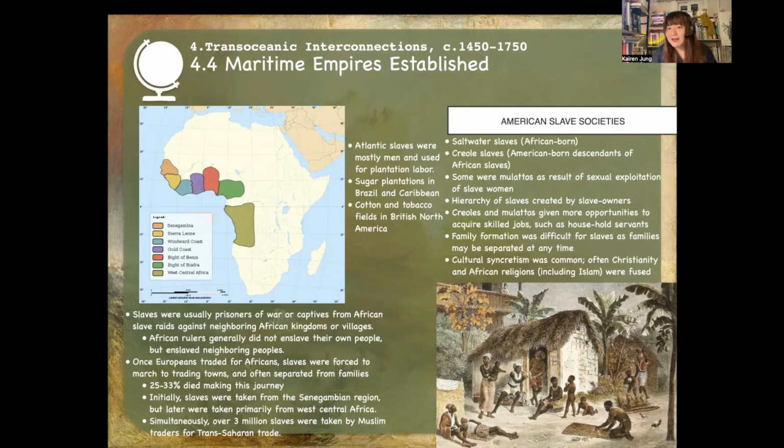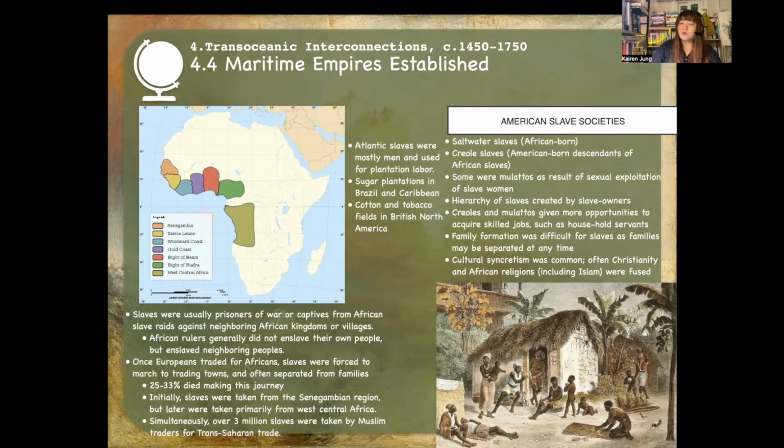When we look at American slave societies, saltwater slaves is what the African-born slaves were called, and Creole slaves is what the American-born descendants of African slaves were called. Some were mulattoes as a result of the sexual exploitation of slave women. Slave women were raped more often than not. And the hierarchy of slaves was created by the slave owners. The Creoles and the mulattoes were given more opportunities to acquire skilled jobs, such as household servants.